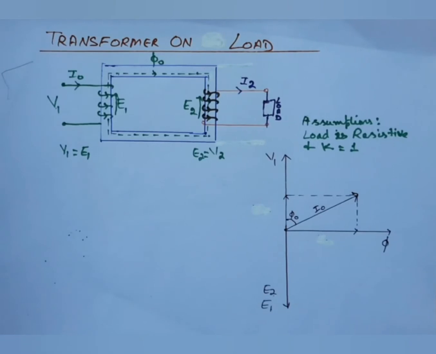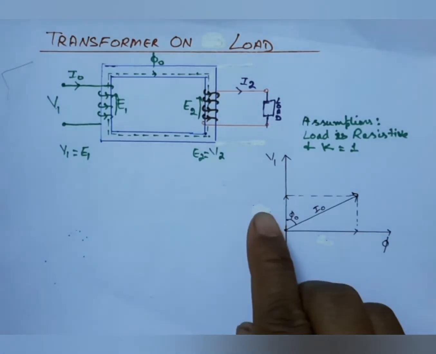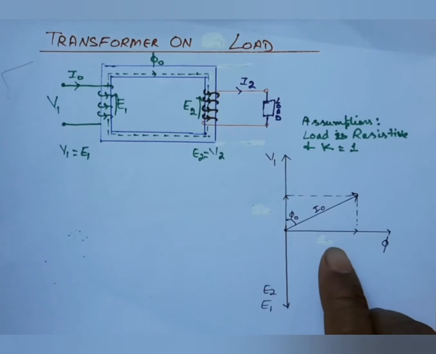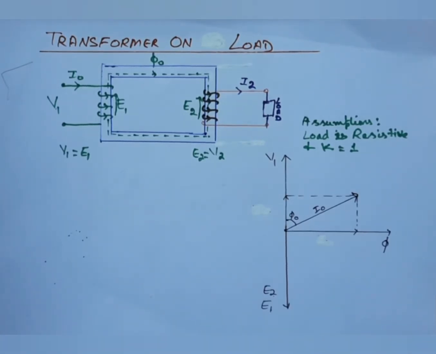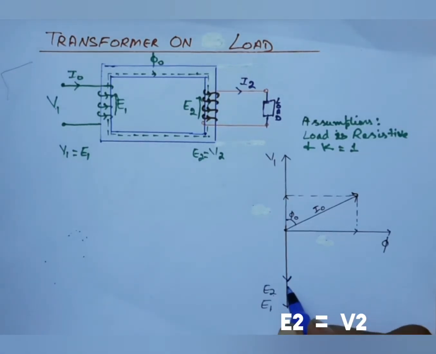So we are continuing with the same diagram which we were using on no load condition. The only thing which we have done is we have removed the components IW and I magnetizing just to make the diagram a bit simple. So we have loaded the secondary, and due to this there will be current I2 in the secondary winding. This I2 will be in phase with the E2.